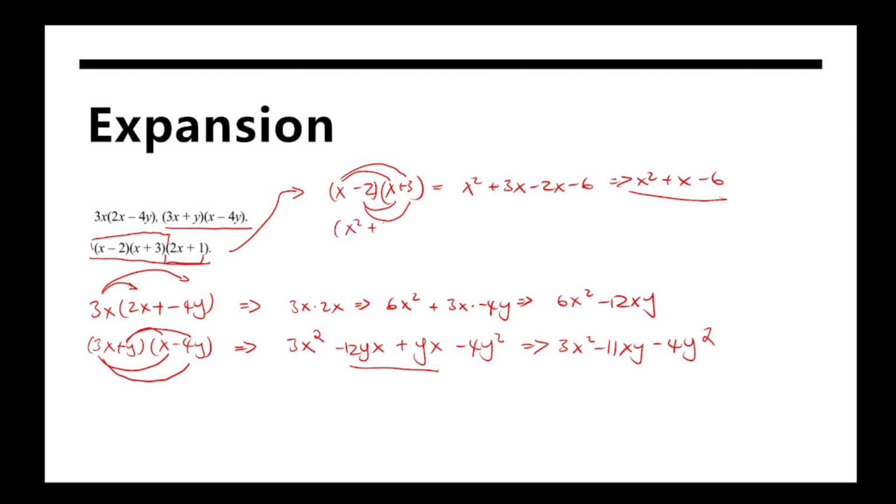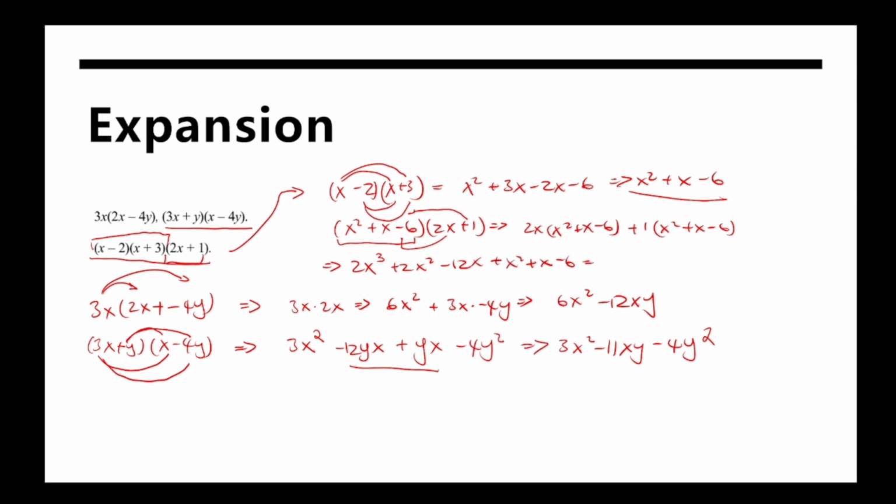This gives us (x squared plus x minus 6) times (2x plus 1). This is 2x times this whole thing plus 1 times this whole thing, which is 2x times (x squared plus x minus 6) plus 1 times (x squared plus x minus 6), which gives us 2x cubed plus 2x squared minus 12x plus x squared plus x minus 6. Combining the like terms, we'll get 2x cubed plus 3x squared minus 11x minus 6.